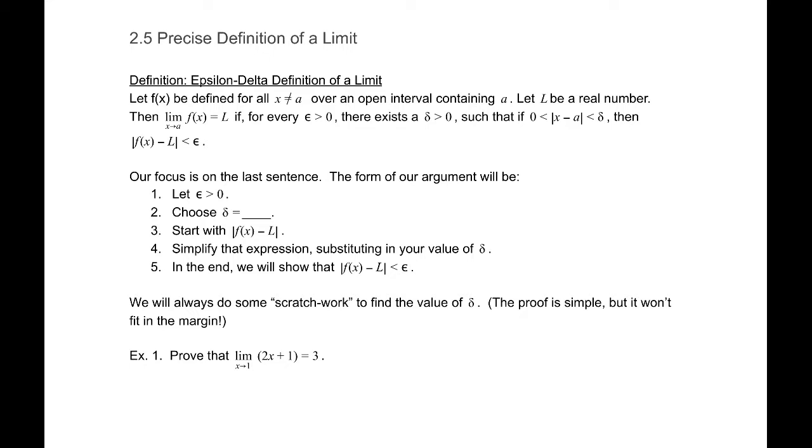So start with the absolute value of f of x minus L, and then we will simplify that expression using the value that we've chosen for delta. In the end, we want to show that the absolute value of f of x minus L is less than epsilon. Now, our scratch work is going to be these two steps. We're going to usually, on the side, manipulate that expression until we get something less than epsilon. We will always have some scratch work.